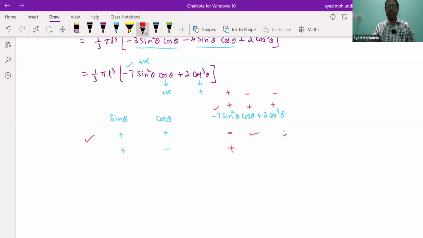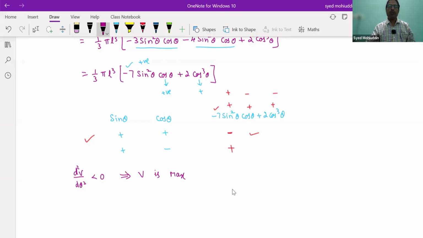So for maximum, what are the conditions? Sine and cos should be positive values. If sine and cos are positive, what will happen to d square v by d theta square? This becomes negative. If this is negative, what will v be? V is maximum. So for v to be maximum, sine should be positive and cos should be positive. In that case, v will become maximum.